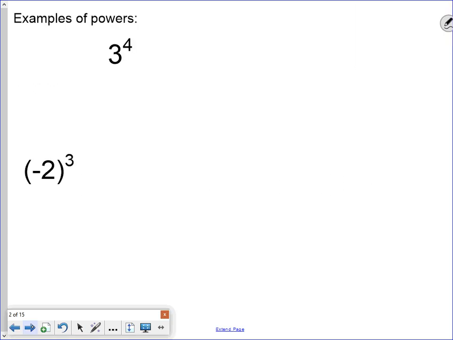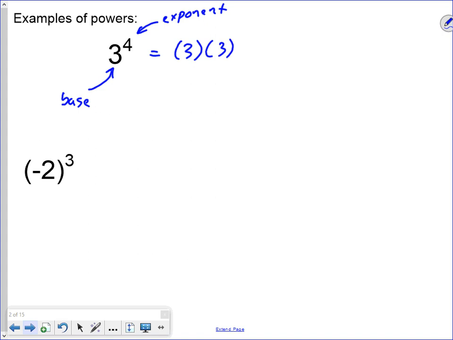So just to kick us off here, what are we talking about when we talk about powers? Well, here are some examples of powers right here. 3 to the power of 4. The 4 is our exponent. The 3 is our base. And what does 3 to the power of 4 mean? Well, a power means repeated multiplication. It means we're taking this number that makes up our base, 3, and we're multiplying it by itself 4 times to get a number like 81.